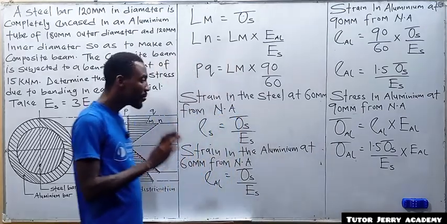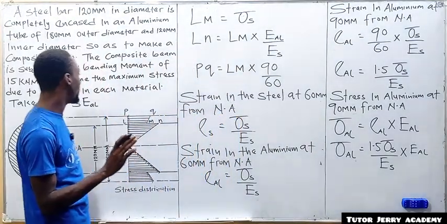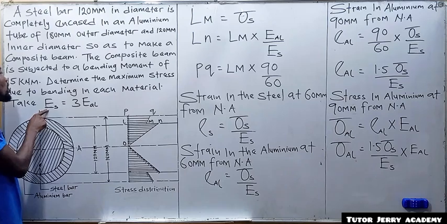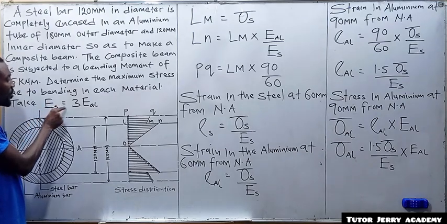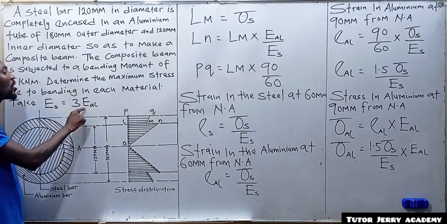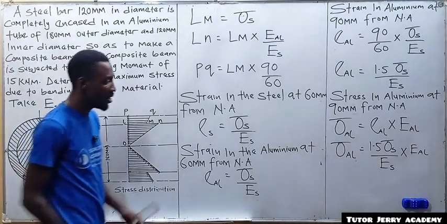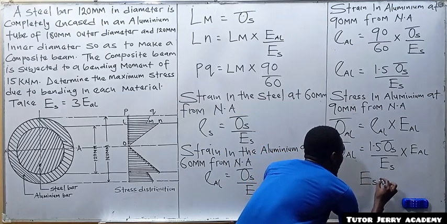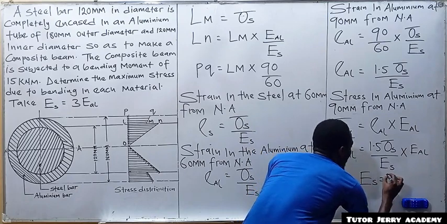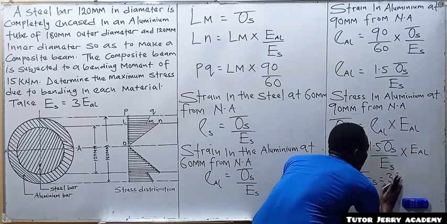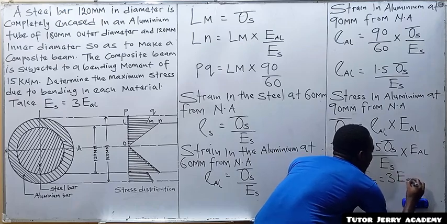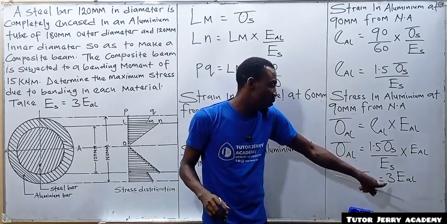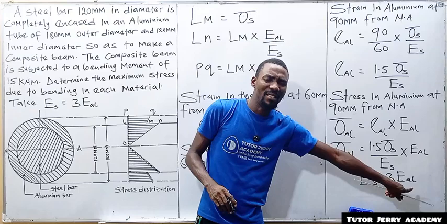Correct. Now, recall from the question that we are given the modulus of elasticity of the steel to be equal to 3 multiplied by the modulus of elasticity of the aluminium. So E_S is equal to 3 E_A. We are going to replace our E_S here with 3 E_A. Do you understand?